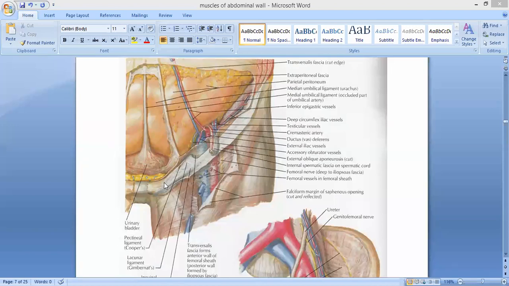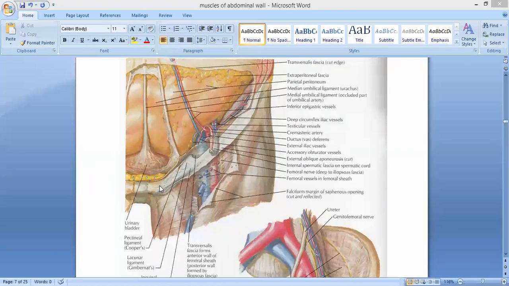Okay. Now, how is it formed? Basically, it is formed by the lower border of the external oblique aponeurosis. I told you, the lower border of the external oblique aponeurosis is thickened and folded backwards on itself, right? And it forms the inguinal ligament, which extends between the anterior superior iliac spine and the pubic tubercle. Is it clear? It's just a repetition.